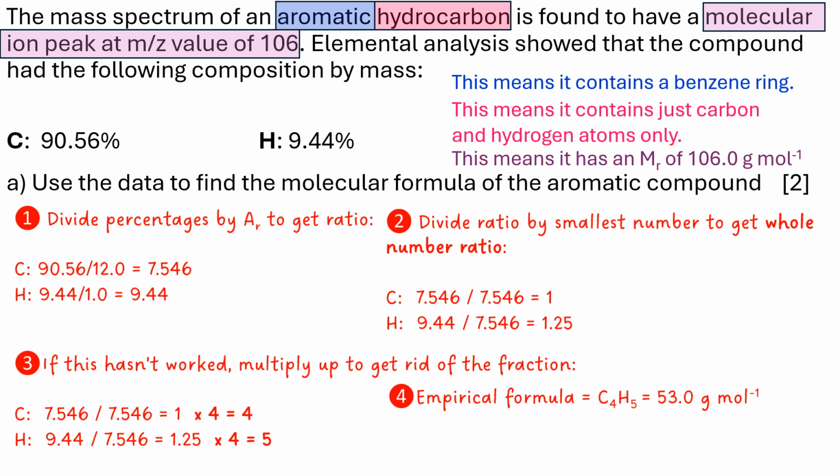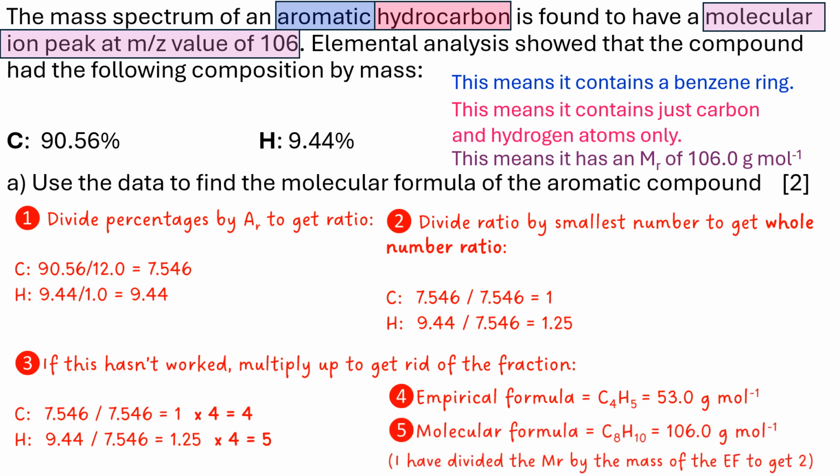Now the empirical formula isn't the same as a molecular formula. The empirical formula is the simplest whole number ratio. So knowing that the Mr is 106 grams, you divide that by 53 grams per mole, which is the mass of the empirical formula, to get 2, which means you must multiply everything up by 2. So that gives us C8H10 as our molecular formula.